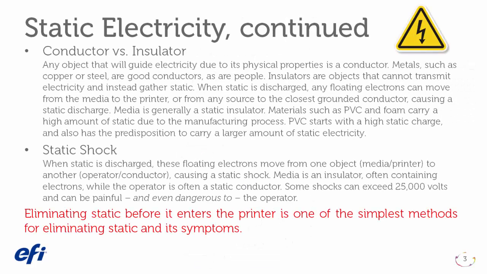Conductors versus insulators. Any object that will guide electricity due to its physical properties is a conductor. Metals, such as copper or steel, are good conductors, as are people. Insulators are objects that cannot transmit electricity and instead gather static. When static is discharged, any floating electrons can move from the media to the printer or from any source to the closest grounded conductor, causing a static discharge.